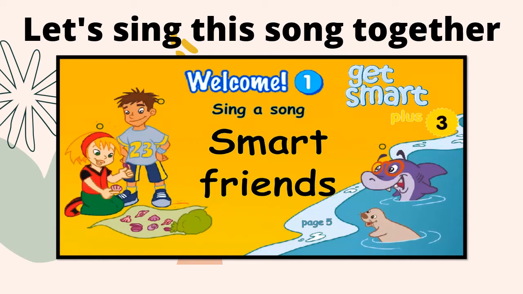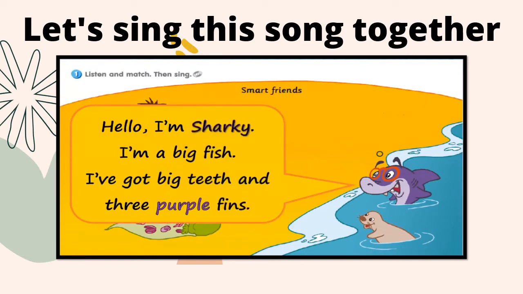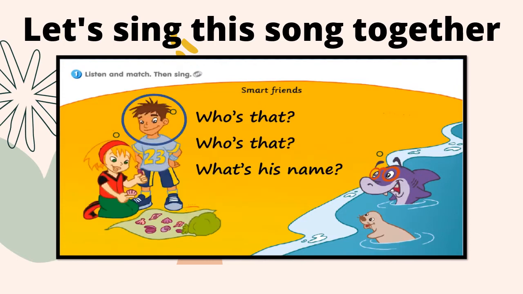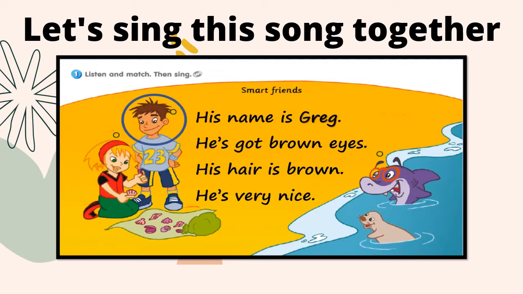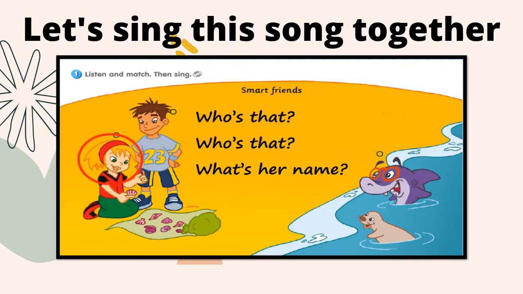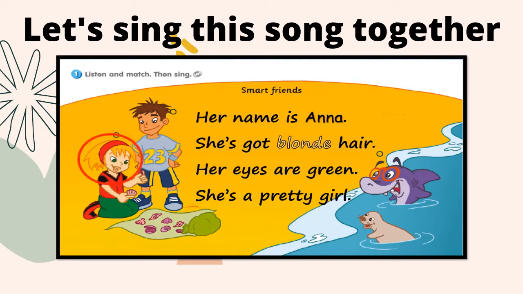Module 1. Welcome. Sing a song. Smart friends. Hello, I'm Sharky, I'm a big fish. I've got big teeth and three purple fins. Who's that? Who's that? What's his name? His name is Greg, he's got brown eyes. His hair is brown, he's very nice. Who's that? What's her name? Her name is Anna. She's got blonde hair. Her eyes are green. She's a pretty girl.